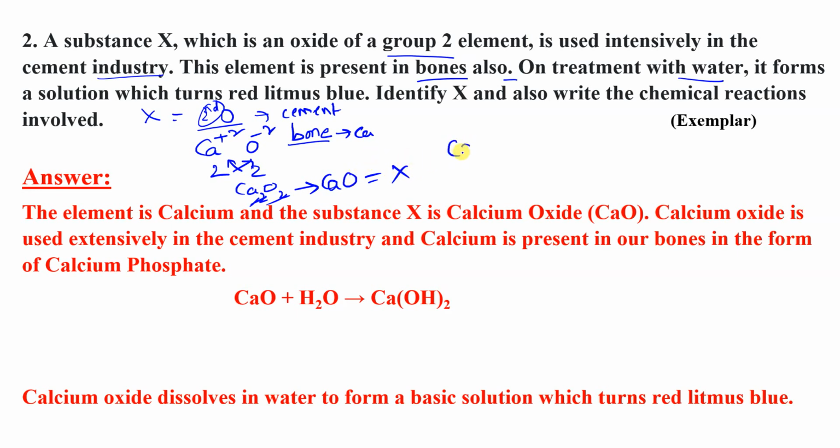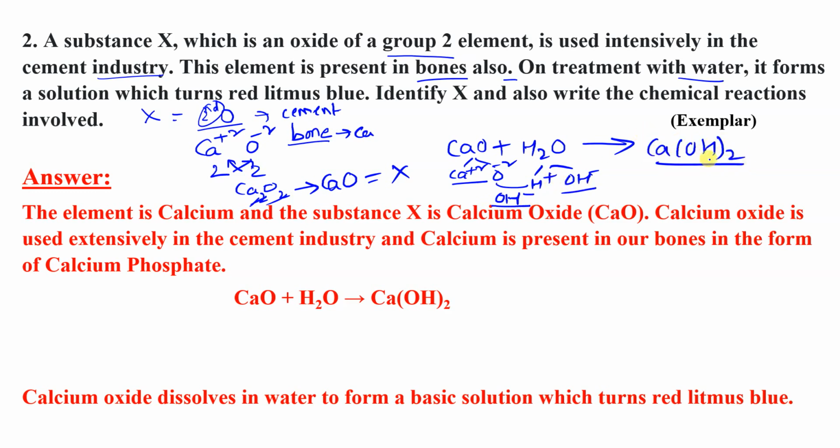This calcium oxide on treatment with water forms a solution. Very simple. As we said previously, calcium is +2, oxygen is -2. Water breaks as H plus and OH minus. So these two will combine, O and H. Here -2, here +1, totally -1. So calcium +2, and 2 OH groups are there. So 1 calcium, 2 OH groups. That is how the reaction happens. Calcium oxide is a solid substance, water is liquid, and it forms an aqueous solution.